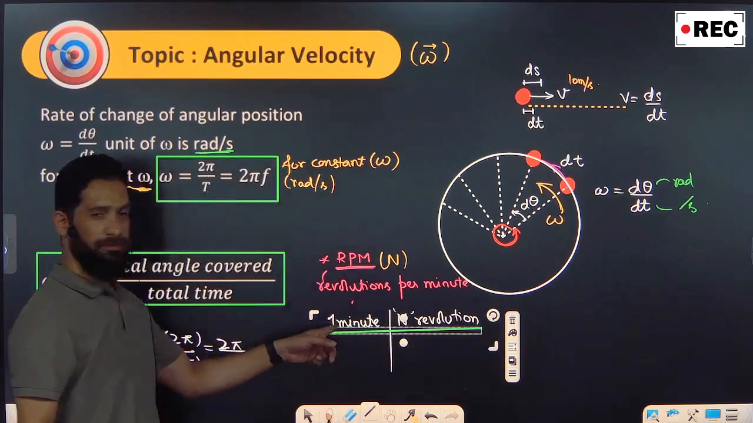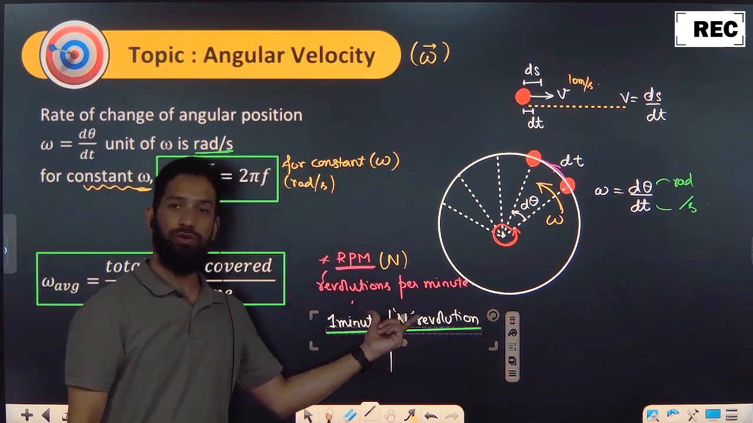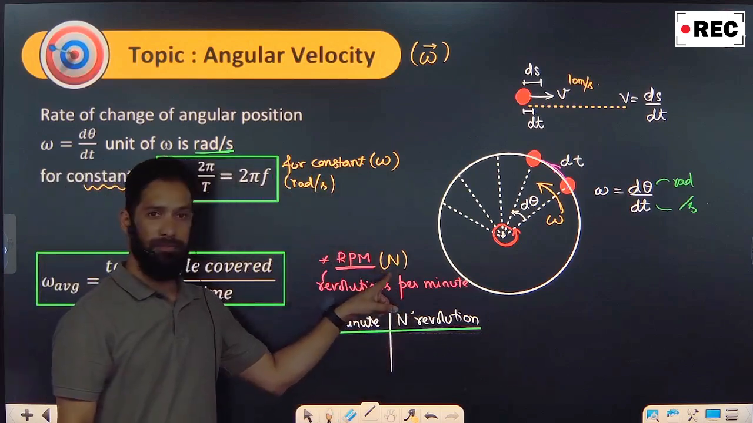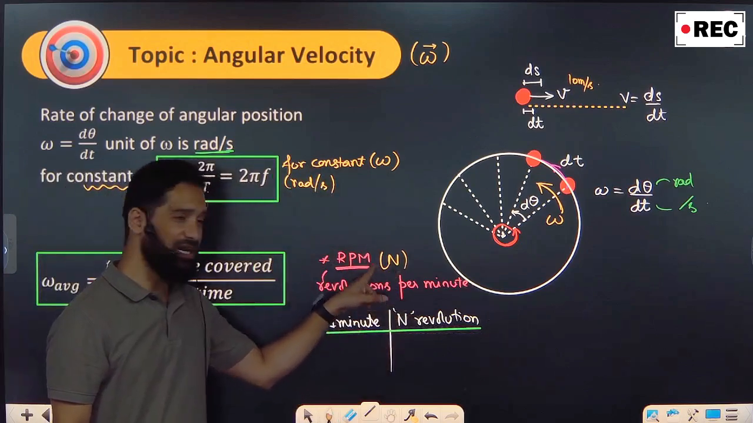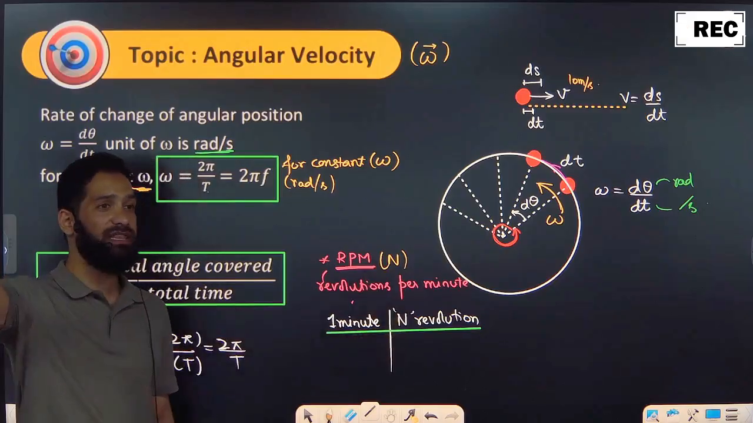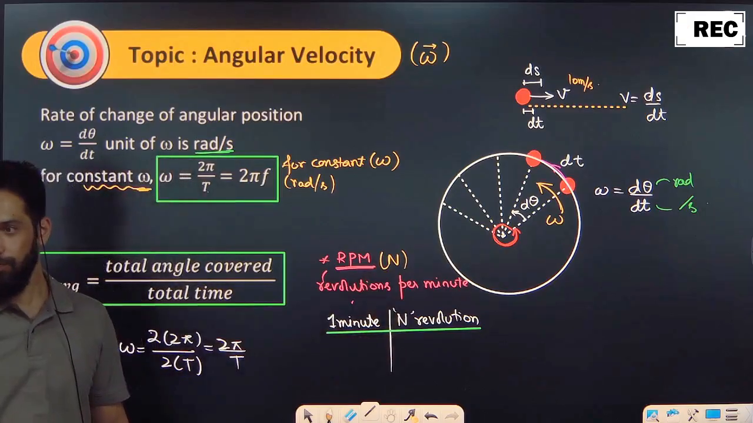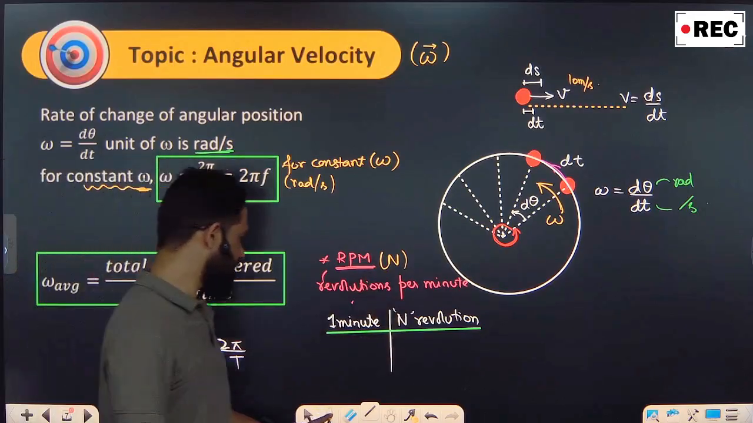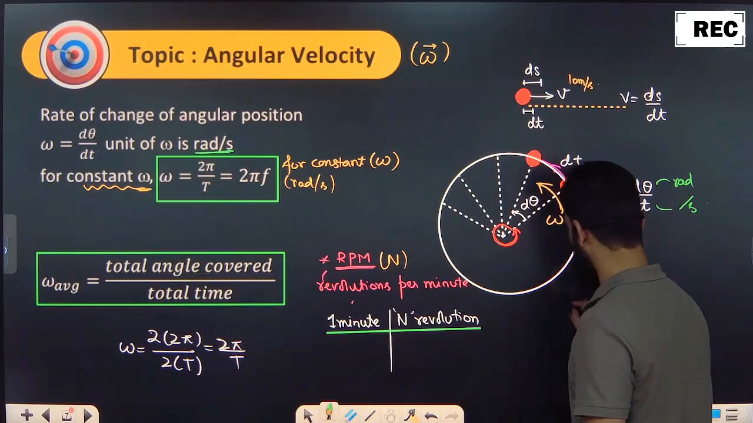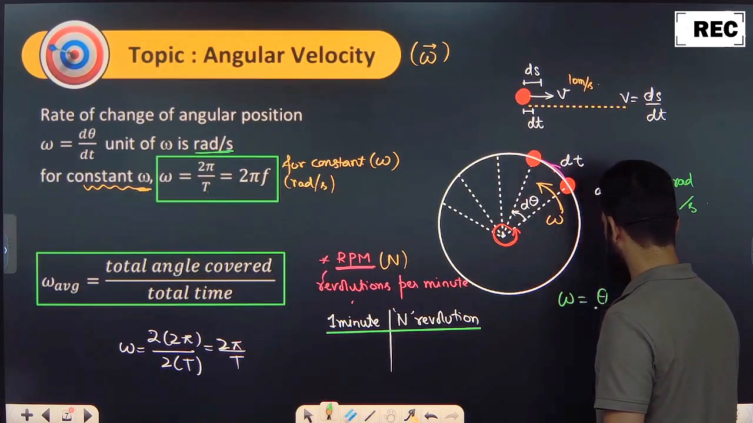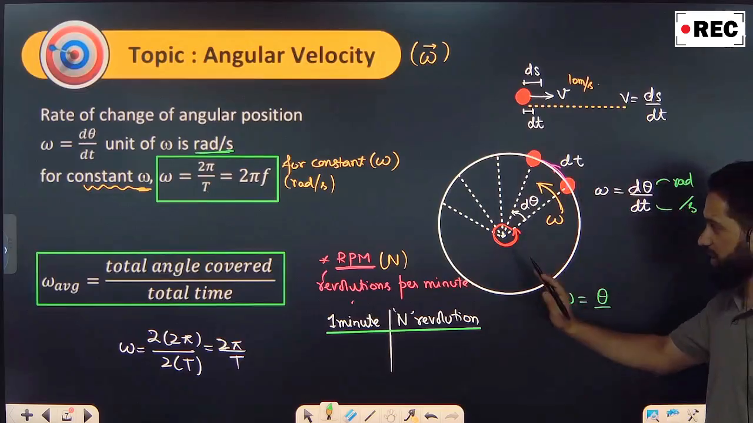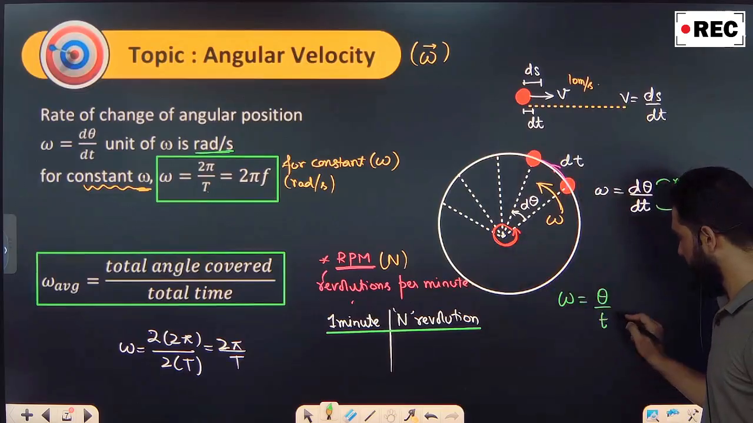If in 1 minute a body makes N revolutions, it means N RPM, N revolutions per minute. Suppose it is making 1000 revolutions in 1 minute. Can you tell me what is the omega? For that omega you need theta. If it is constant, average omega is total angular displacement upon total time.